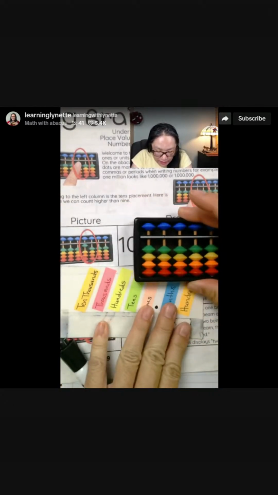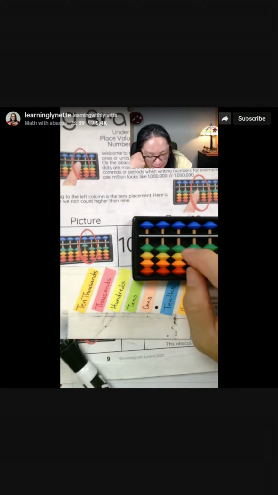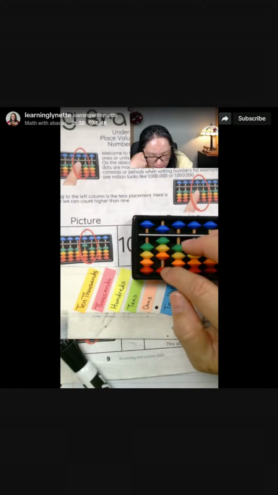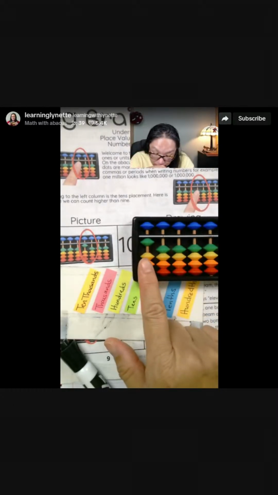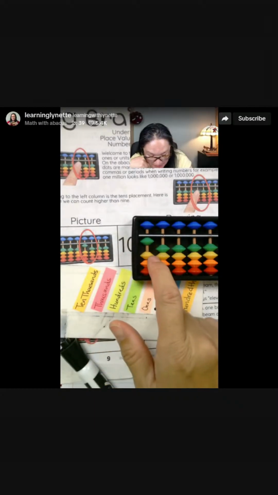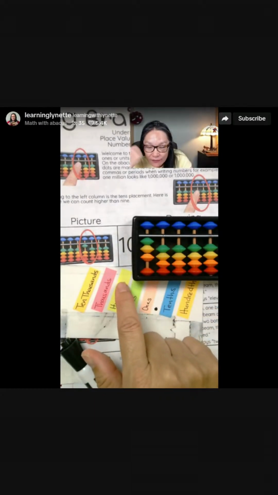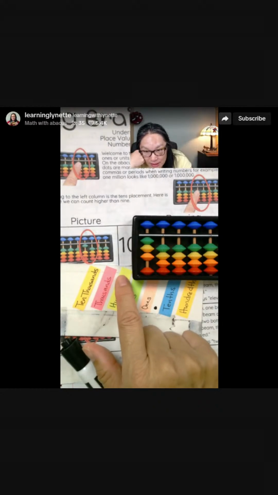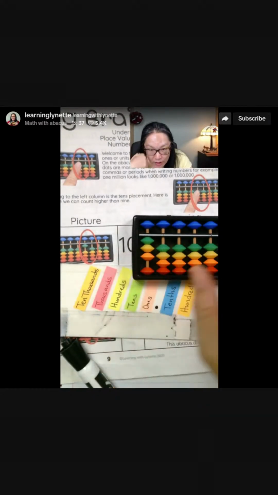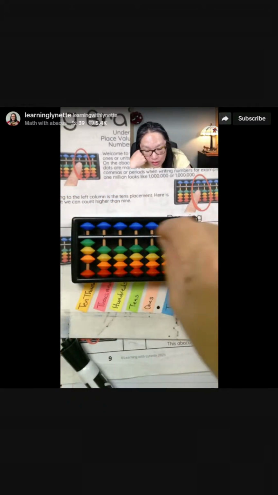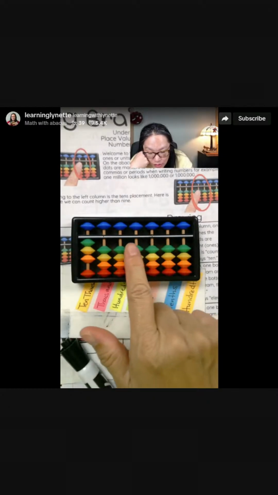1, 2, 3, 4, 5, 6, 7, 8, 9, and then 10. But now, because this is 10, 11, 10, 20, 30, I don't have any more beads to add 100. So I don't have any beads. I can't do 100. That's why I choose this one over here. So I have more space, more columns. I have more digits. That's what it is.